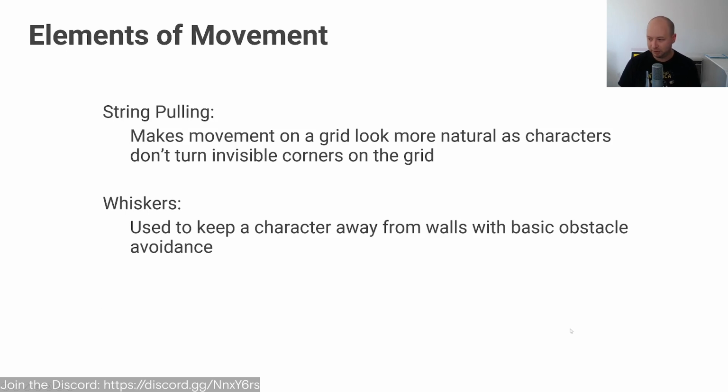So one example of movement is string pulling. It makes movement look a little bit more natural because they don't turn invisible corners on this grid. Momentum is a very similar version of that. Whiskers is another thing that's been used a lot. And we'll talk perhaps about simplex search type algorithms in the future, and Minkowski sum type of stuff. You can actually use that here in a very easy way, where you just add this to your heuristic.